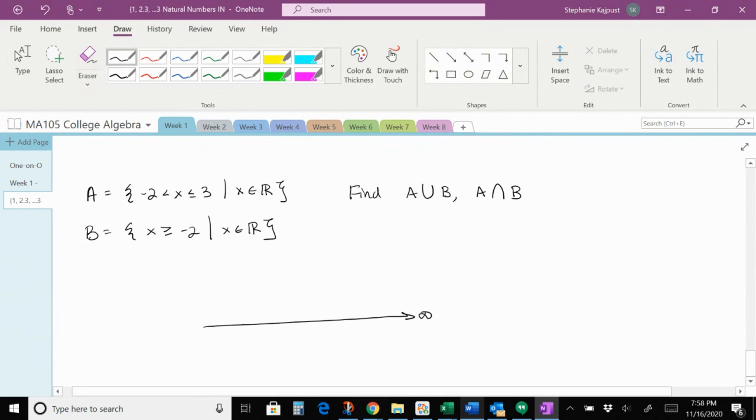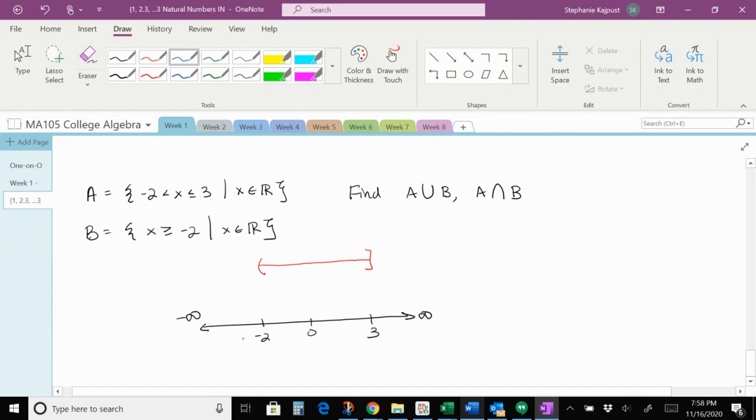So I'm going to draw my number line. And I've got -2 and 3 on my number line. So for A, we have a compound inequality, so we're between these two numbers, -2 and 3. At -2, we're using the less than symbol, which is a parenthesis. And at 3, we have the less than or equal to, which is a bracket. So that's what it looks like for A.